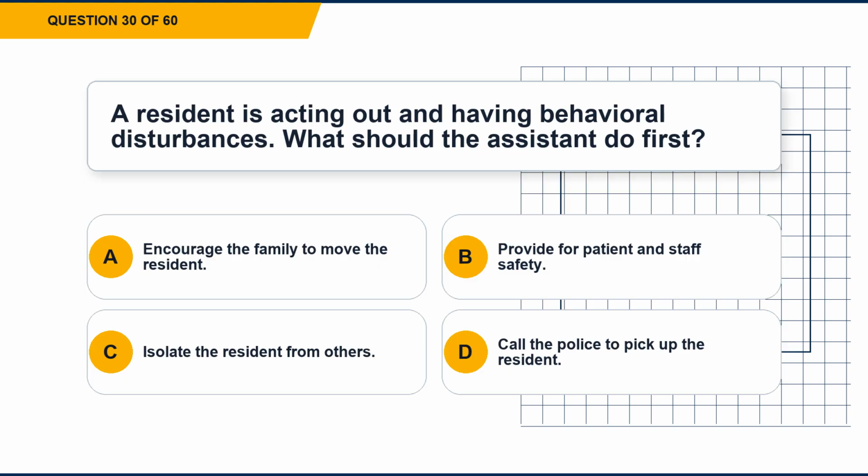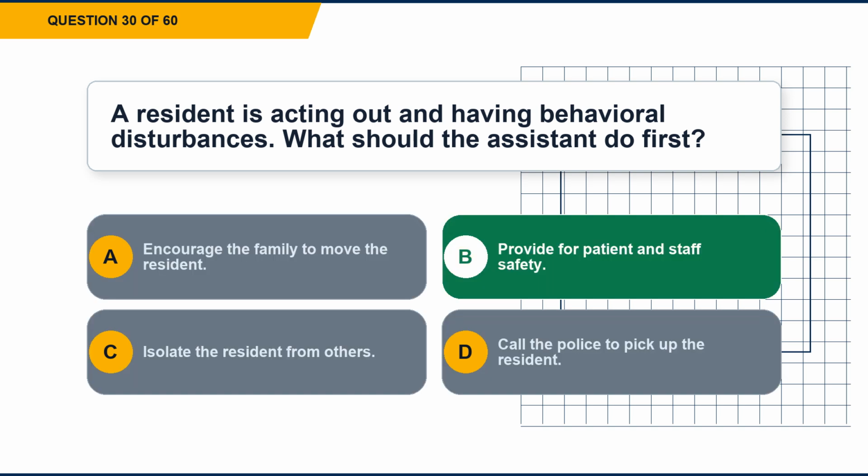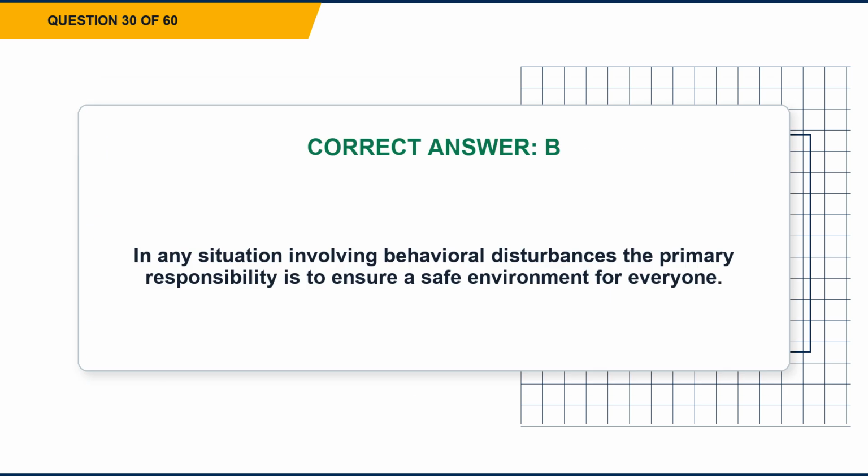Question 30. A resident is acting out and having behavioral disturbances. What should the assistant do first? Option A, encourage the family to move the resident. Option B, provide for patient and staff safety. Option C, isolate the resident from others. Option D, call the police to pick up the resident. The correct answer is option B, provide for patient and staff safety. Explanation: in any situation involving behavioral disturbances, the primary responsibility is to ensure a safe environment for everyone.